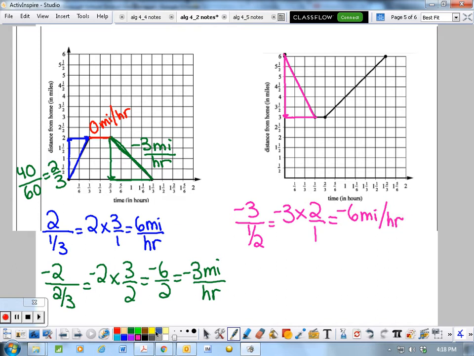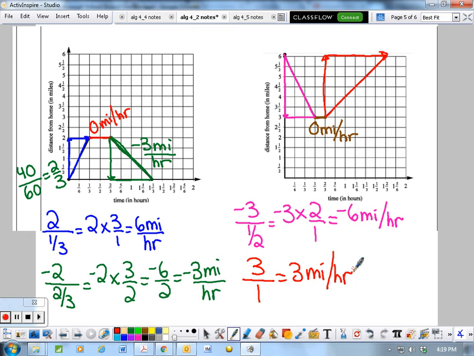Okay, and then I move on to my next portion, which I love because it's flat, which already tells me that it's 0 miles per hour. And then we're going to look at our very last portion, which is going up. So we are going up from 3 to 6 miles, which is 3 miles. And then we're going over 1, 2, 3, 4, 5, 6. So that's 60 minutes out of 60 minutes, which is 1 hour, which is nice, 3 miles per hour.